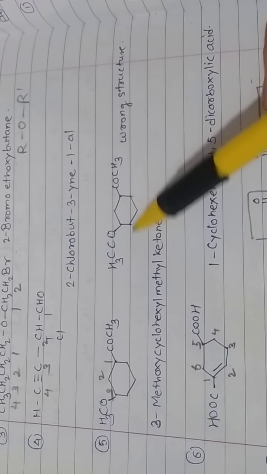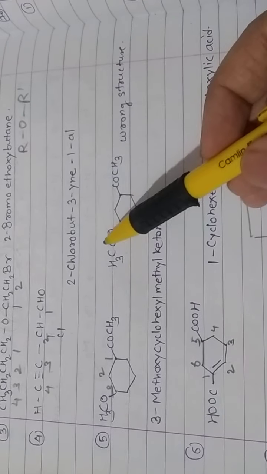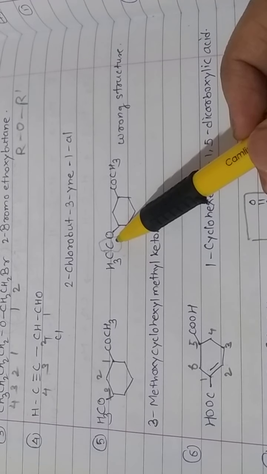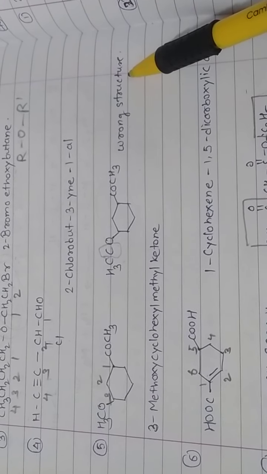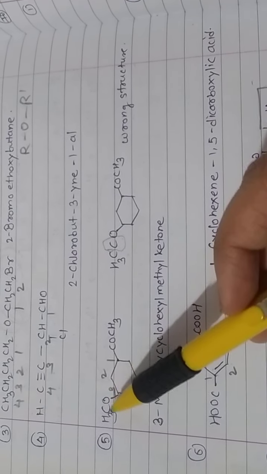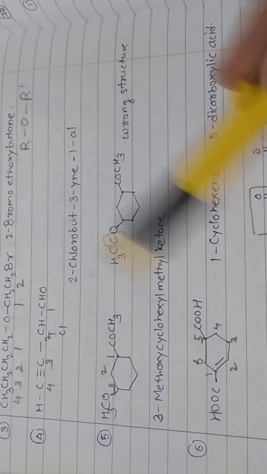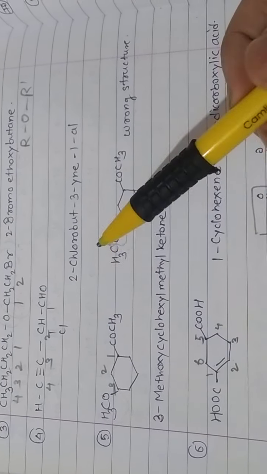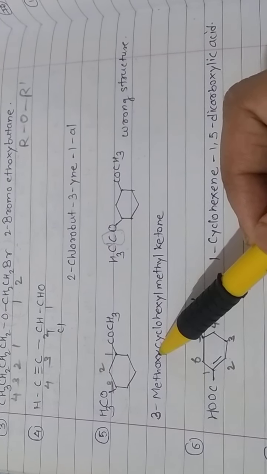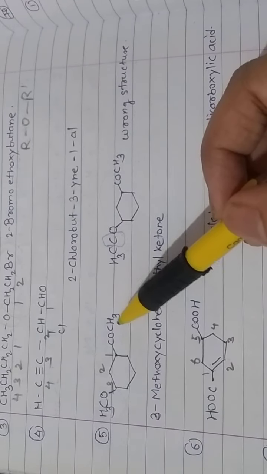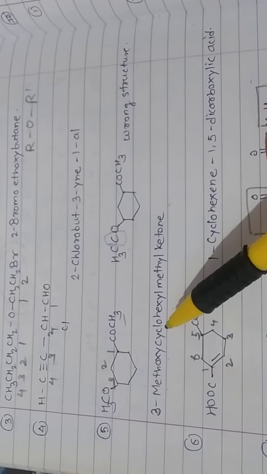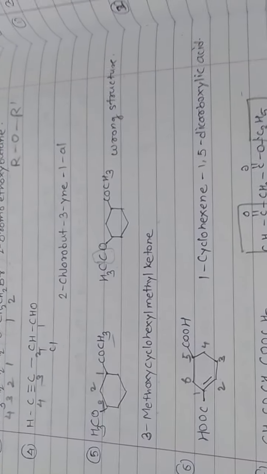Then next one, in book it is written wrong, so this carbon is wrong. Carbon makes 4 bonds, but this carbon does not make 4 bonds. So in book they have given wrong structure. Actual structure is this. Okay, no carbon is there, so it is only methoxy. And now we can number, so it is like ketone, so cyclohexane 1st, 2nd and 3rd, so 3 methoxy cyclohexyl, then this methyl ketone, so 3 methoxy cyclohexyl methyl ketone.